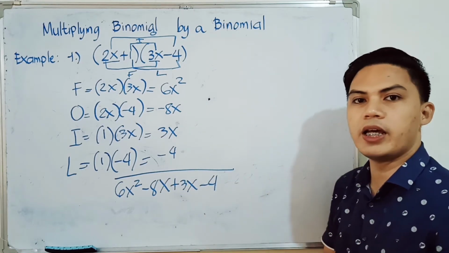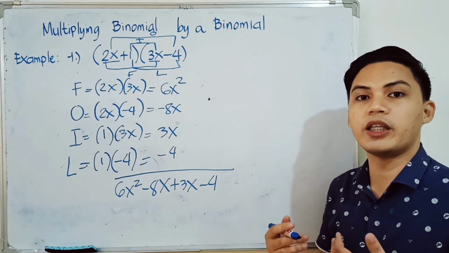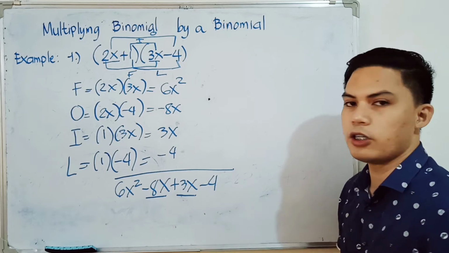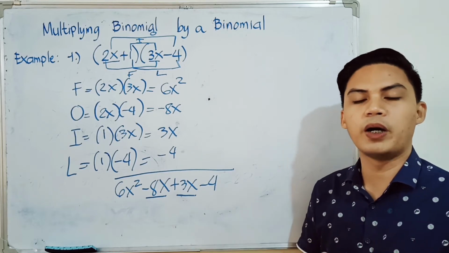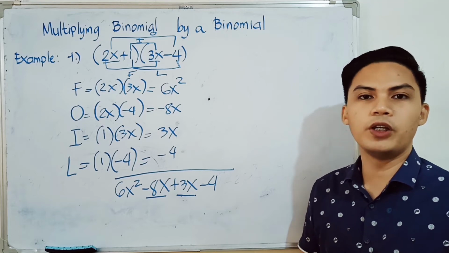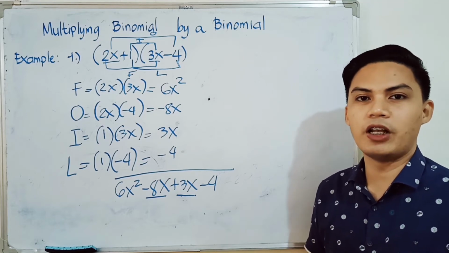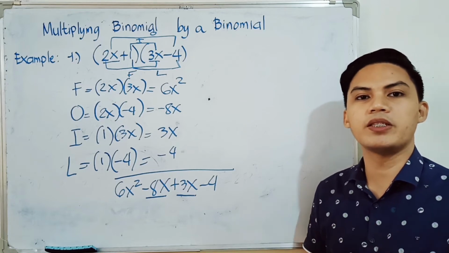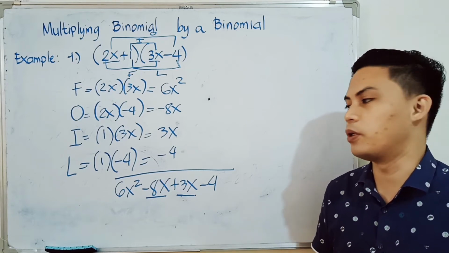So, if we observe, only two terms can be combined. We have negative 8x and positive 3x. So just a recap, we can only combine, meaning we can only add or subtract terms, if and only if they have the same literal coefficient. This means they have the same variable, and at the same time, the same exponent on the variable.